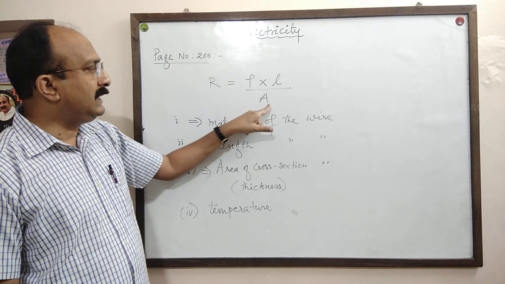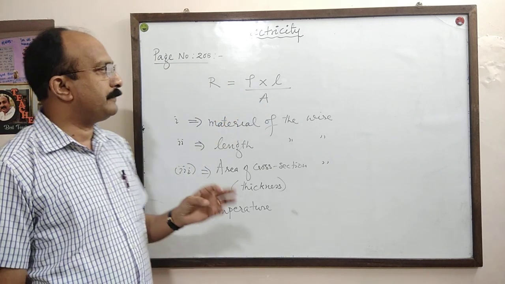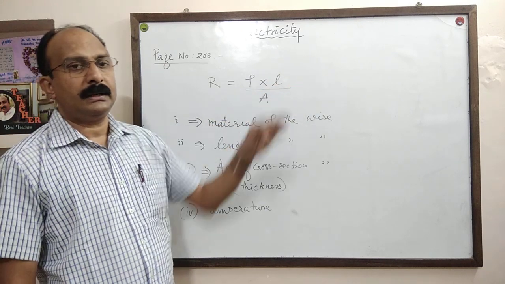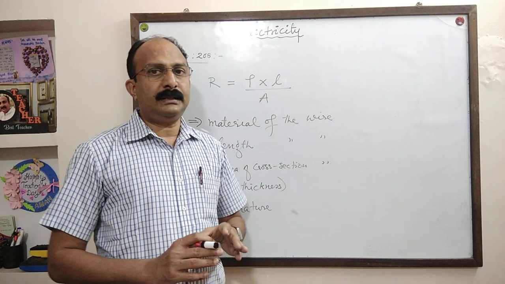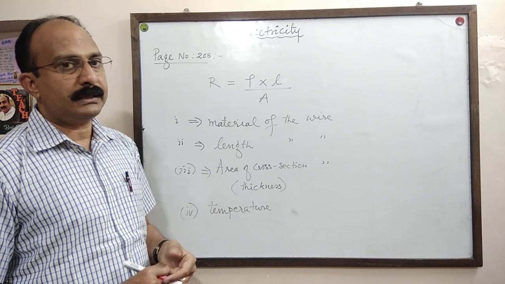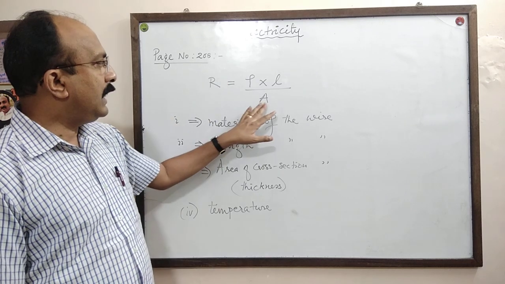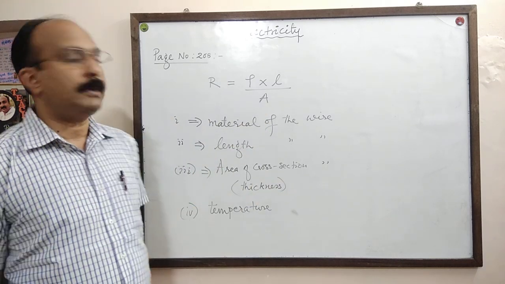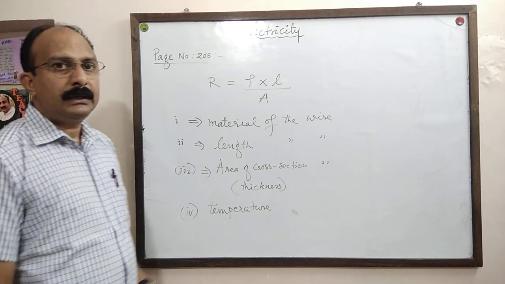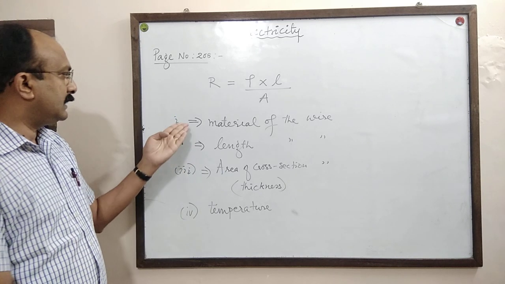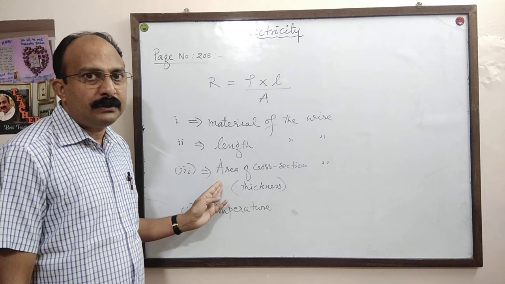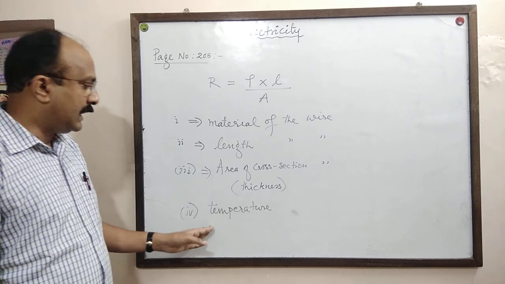Only to thickness, R is inversely proportional, and the remaining two are directly proportional. L and temperature. When length increases, resistance increases. When temperature increases, then also resistance increases. Rho is constant. And with A, it is inversely proportional. So, finally we can say the resistance of a conductor depends upon four factors: material of the wire, length of the wire, area of cross section of the wire or thickness of the wire, and temperature.